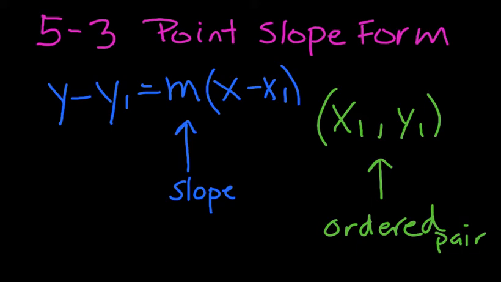It's called that because when you look at it, it has the slope, which is m, and it has an ordered pair, which is this x sub 1 and y sub 1. And then this x and this y are just the normal x and y that are in equations.